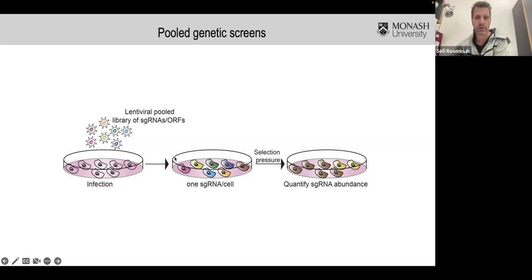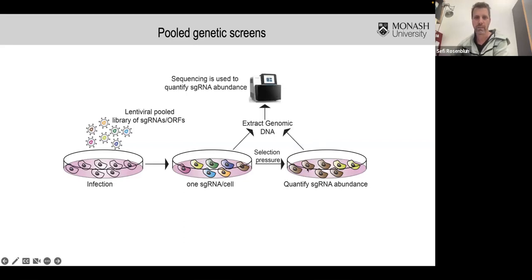So here you see in this example, at time 0, all the perturbagens are presented at a similar frequency in the population, but after we added selection pressure, that has changed. And we could measure it by just extracting the genomic DNA and sequencing. So we use sequencing for counting.